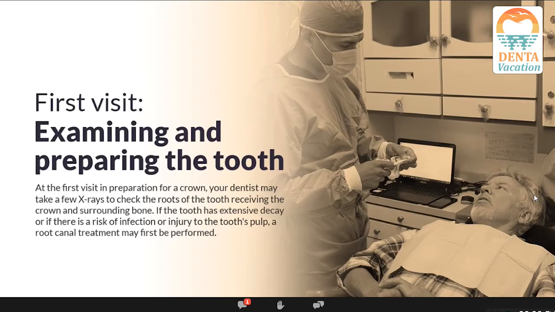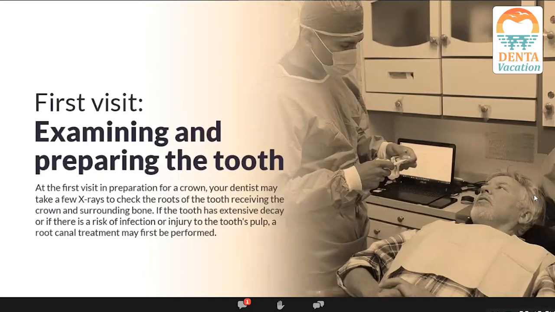After that, you are going to get your temporary crown. Let's say the temporary crown is made of acrylic, so it's not strong. It's not to bite and it's not to eat. Honestly, it's just to socialize, and it's made to be there just for a couple of days.